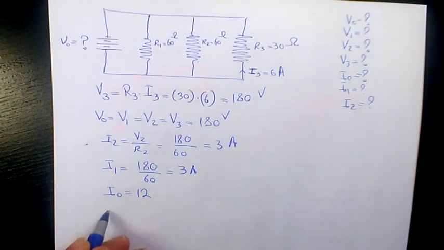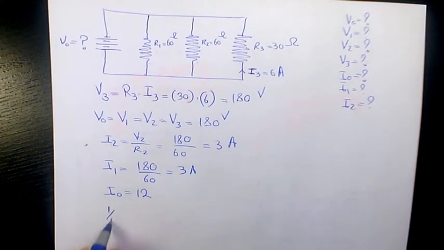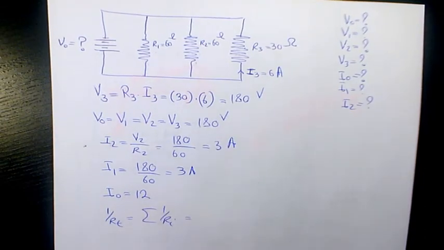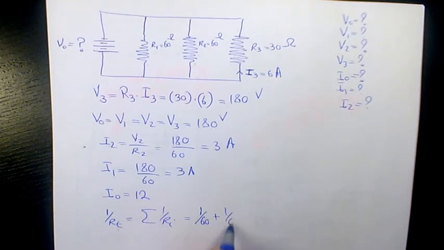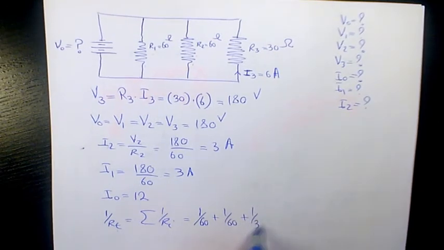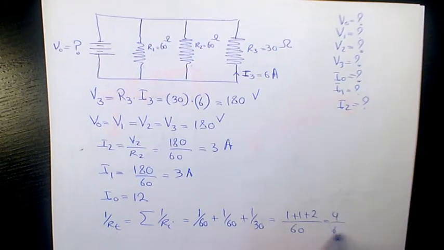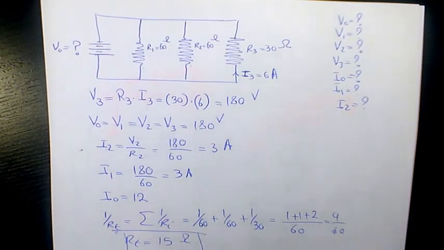Let's find out the equivalent resistance. Equivalent resistance for parallel circuits is calculated using this formula, which means that the inverse of the equivalent resistor is going to be the summation of the inverse of all the resistances. 1 over 60 plus 1 over 60 plus 1 over 30. That's going to be 1 plus 1 plus 2 over 60, that's 4 over 60. So RT will be 60 over 4, which is going to be 15 ohm.